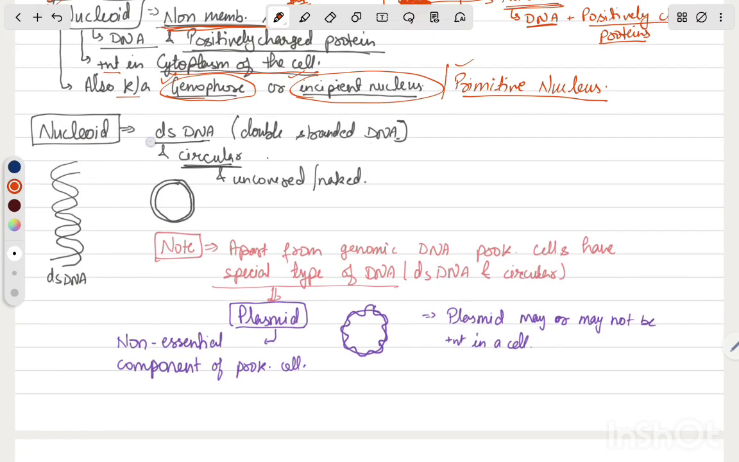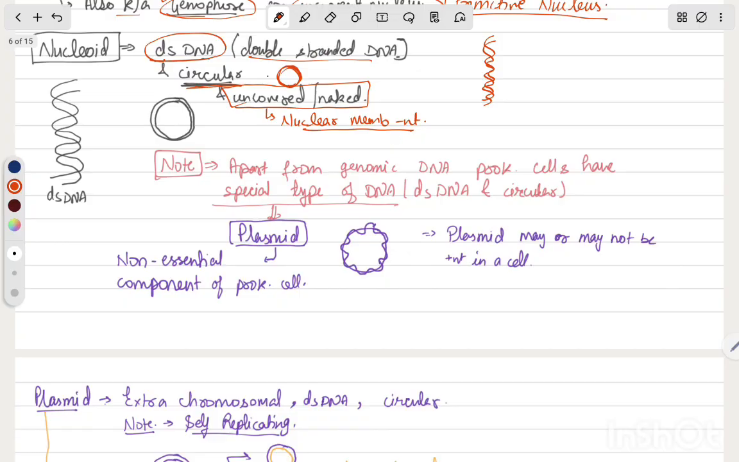In nucleoid, we have double-stranded DNA. Double-stranded means suppose this is one strand and that is the other strand of the DNA, right? Double-stranded and circular. Circular means two ends are connected. This type of circular DNA is present in prokaryotic cells and it is uncovered or naked. That means nuclear membrane is absent, right? There is one special note for NEET.